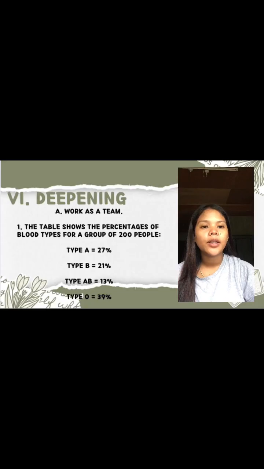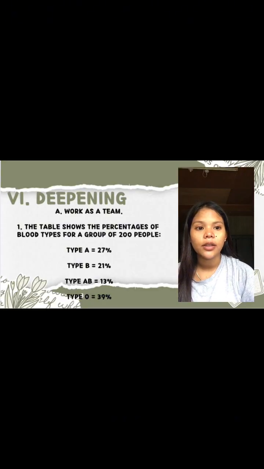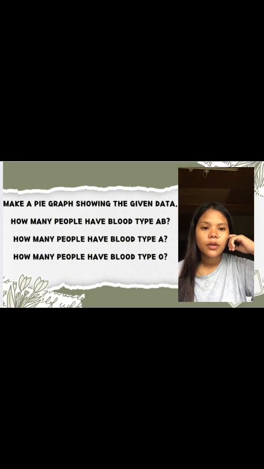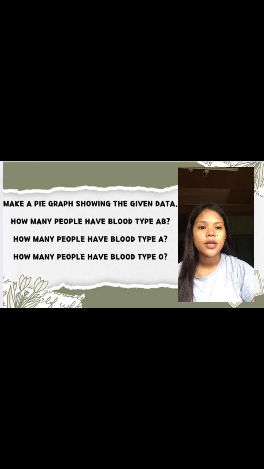The table shows the percentage of blood types for a group of 200 people. Type A is 27%, type B is 21%, type AB is 13%, and type O is 39%. Make a pie graph. The questions are: number 1, how many people have blood type AB? Number 2, how many people have blood type A? Number 3, how many people have blood type O?